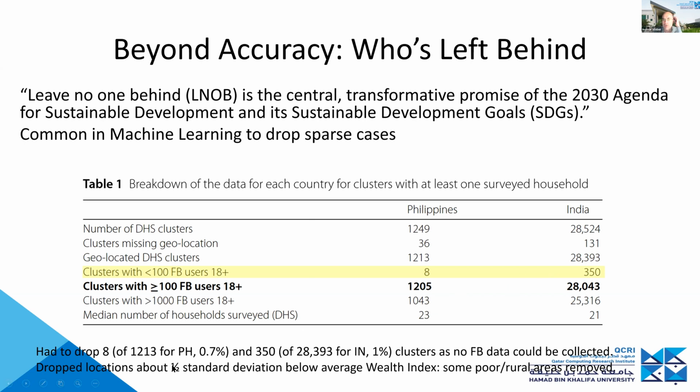When we looked at the wealth index of these dropped locations, they were below the overall average wealth index. So that means we sadly had to drop about 1% of locations, and those were probably poorer than the rest. That's not ideal, but at least we're aware of it. We'd have to think about using another method for the cases where we don't have any signal from this.